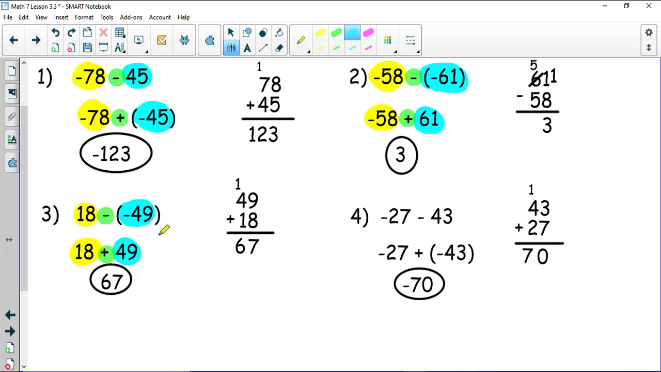Our last example, negative 27 minus 43. The negative 27 is going to stay the same. Subtraction is going to become addition. And positive 43 becomes its opposite, which is negative 43. So negative 27 minus 43 is equivalent to negative 27 plus negative 43. Since the signs are the same, we're going to find the sum. That means we're going to add 43 and 27 together. That's going to get us 70. And because we added two negatives, the sum of two negatives will always be negative. So our final solution is negative 70.